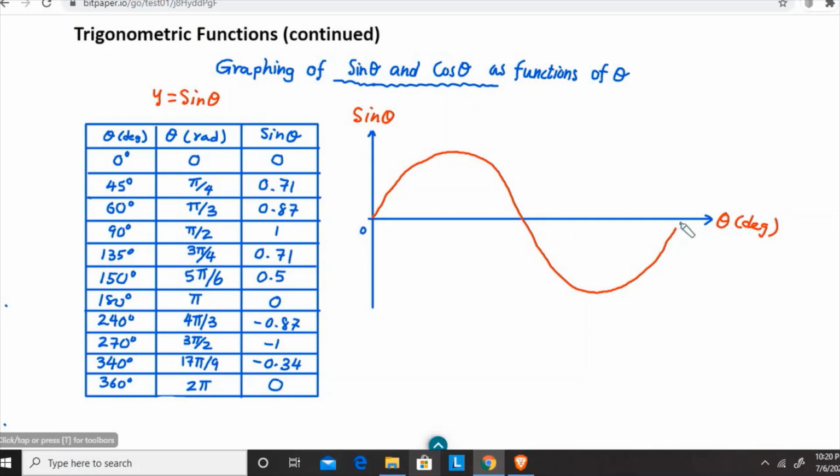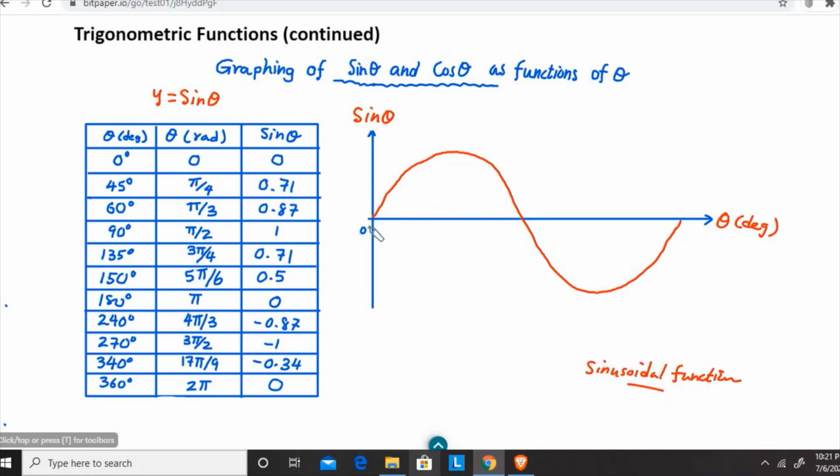So this is what we call a sinusoidal function. It's called a sinusoidal function because it pretty much looks like a sine function. So that's why it's called a sinusoidal function. So this is an example for a sinusoidal function.